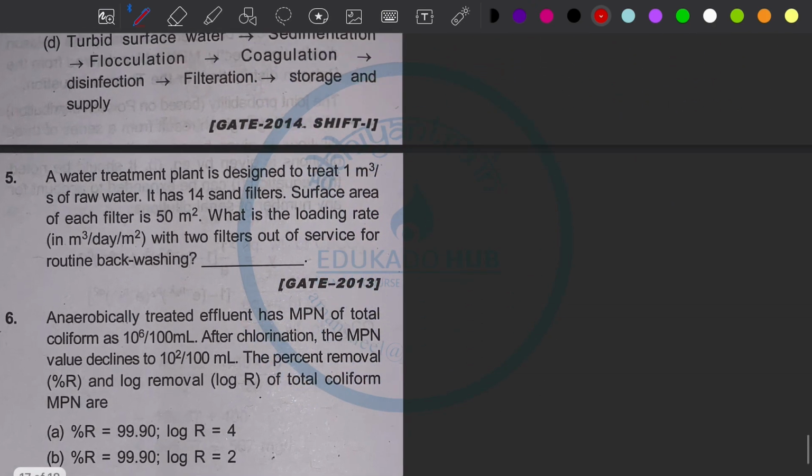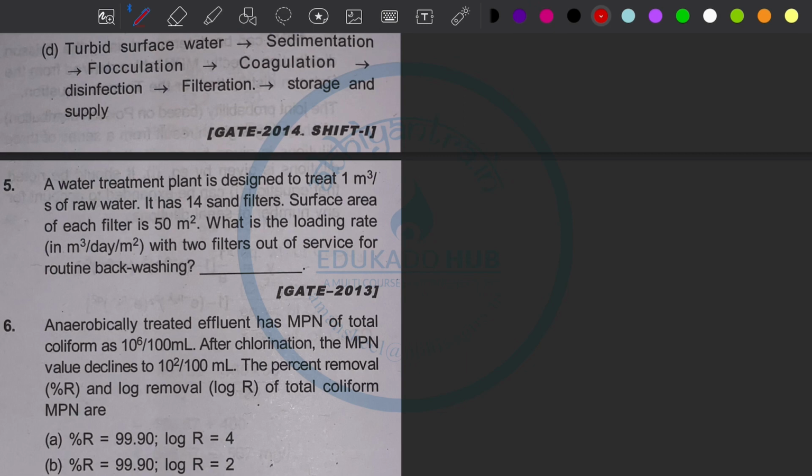Now if we see question number 5, a water treatment plant is designed to treat 1 meter cube per second of raw water. It has 14 sand filters. Surface area of each sand filter is 50 meter square. What is the loading rate in meter cube per day per meter square with 2 filters out of service for routine backwashing?